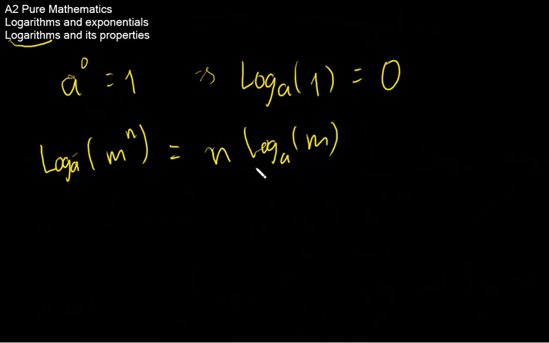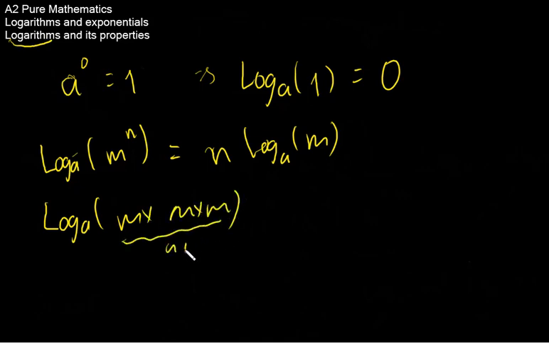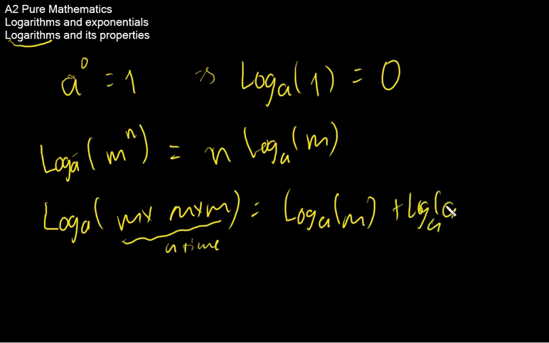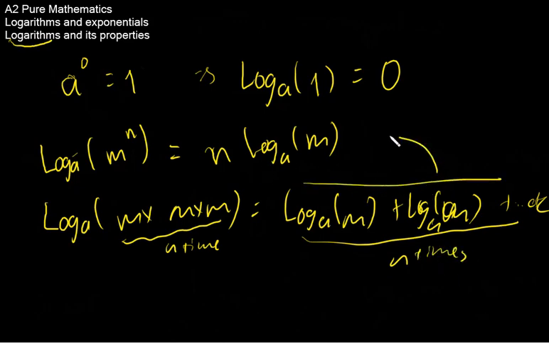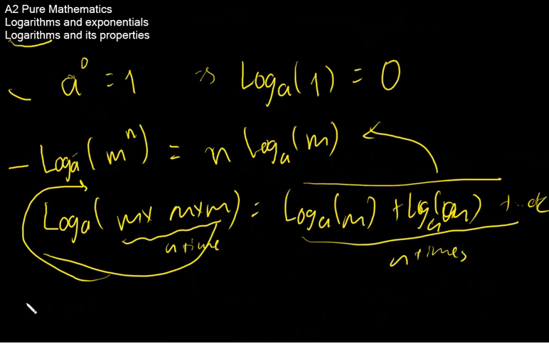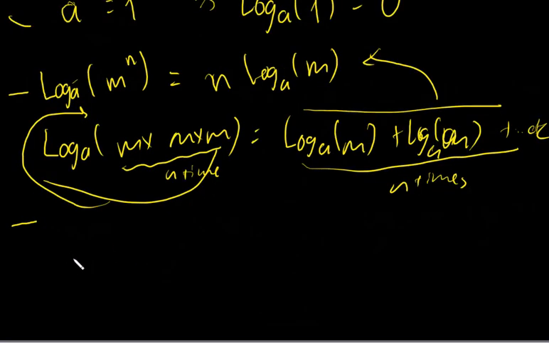So why is that? Remember in the multiplication rule, if you have log a of m times m times m, say n times, using the multiplication rule we have this equal to log a of m plus log a of m, plus etc. Here we have n times of this, which is eventually equal to n times log a of m. So that is the origin of this formula, the power rule of logarithms.